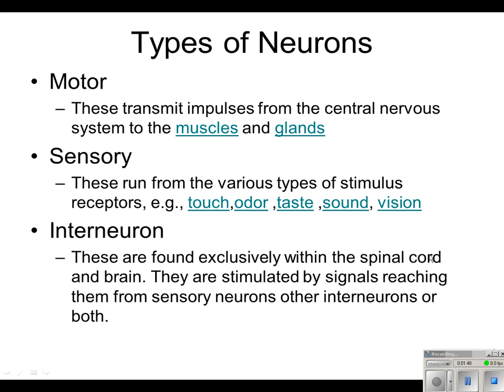And motor neurons transmit impulses from the central nervous system to the muscles and glands. So the central nervous system we'll talk about later is the brain and the spinal cord, and these neurons are going to bring the messages to our muscles so we can move, or glands so they're going to secrete something. Sensory neurons are going to run from different stimuli. So you have receptors for touch in your hands. Those are going to be the neurons that are going to receive the impulse when you touch something that's hot or when you smell something bad. Those are going to be sensory neurons. And then interneurons are the ones that are found only in the spinal cord and the brain, and they're stimulated by signals reaching them from the sensory neurons and other interneurons, or both.